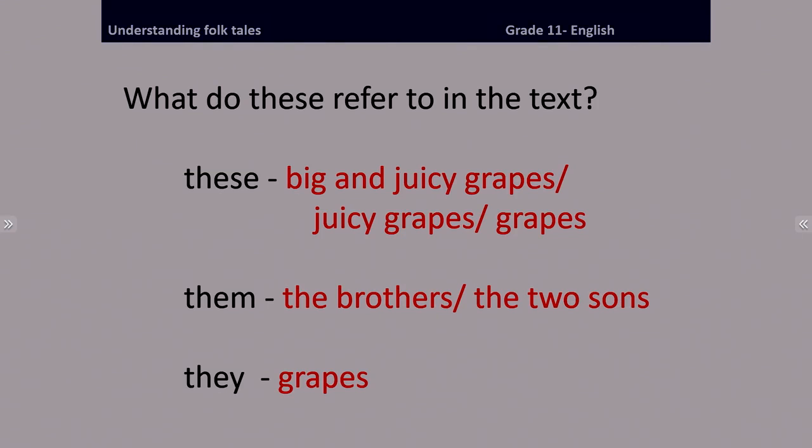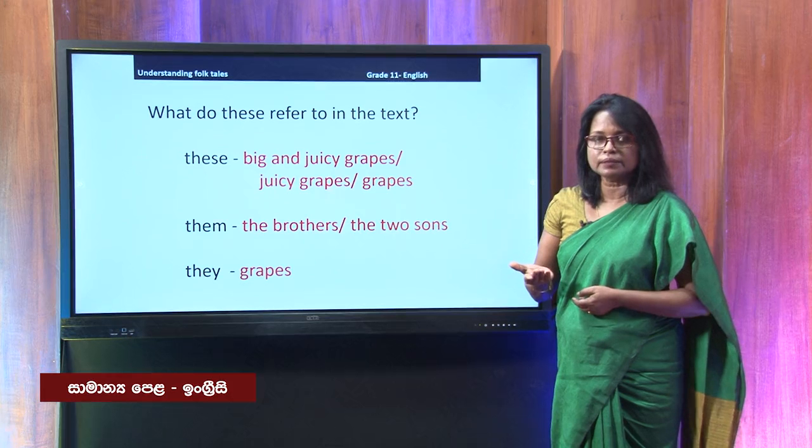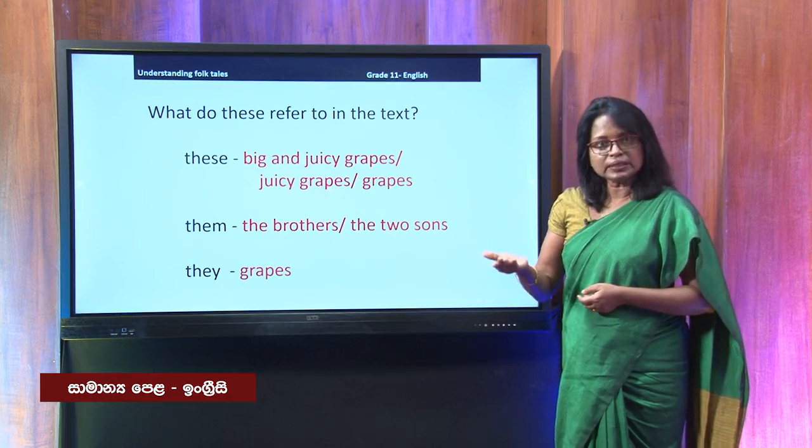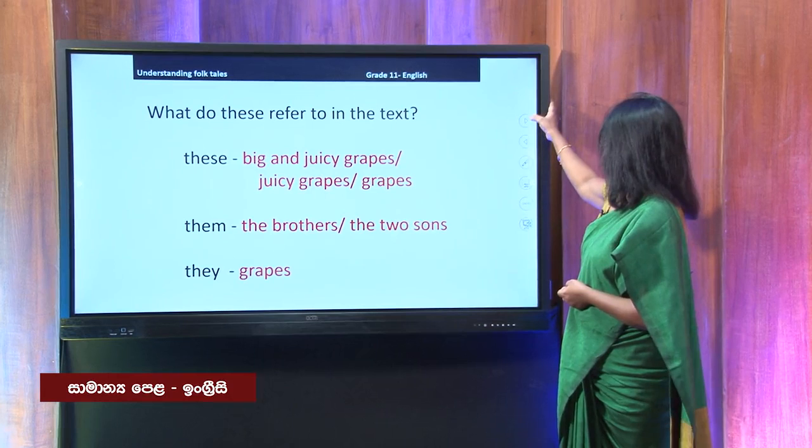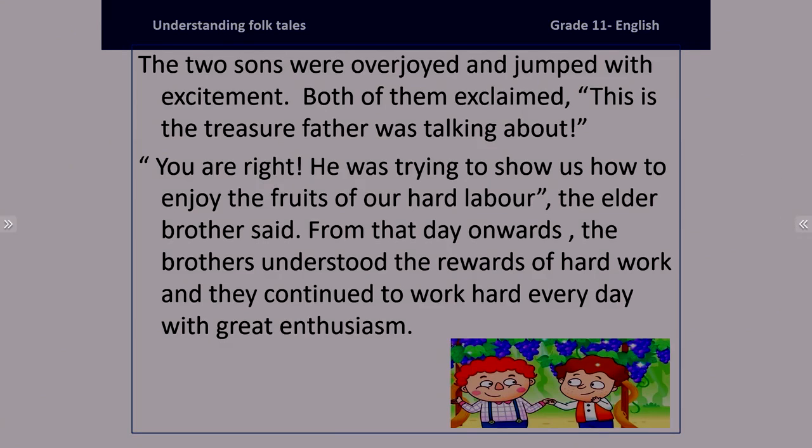Let me give you one tip here. All the three pronouns I have selected here are in plural form. These, them, they. So when you find answers, you need to find nouns which are also in plural form. For example, these refer to grapes, them, brothers or sons, they, again grapes, all in plural form. Now, if I have something singular here, for example, like it, you will have to find a noun with a singular form. Okay. Now, I'm sure you are waiting to read the last part of the story. Now, this is the last part. Read and see.